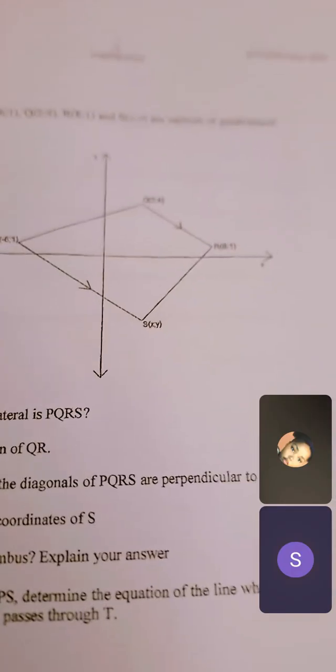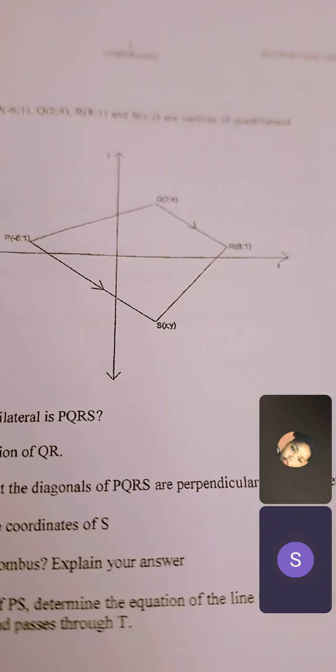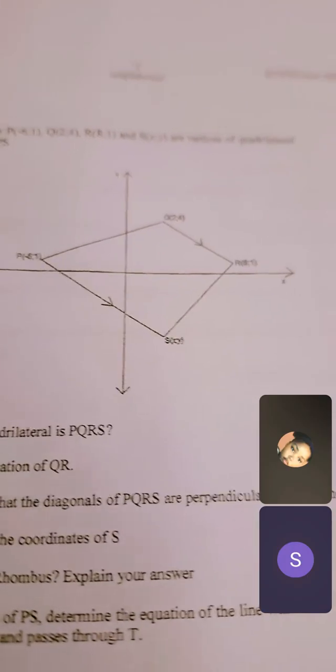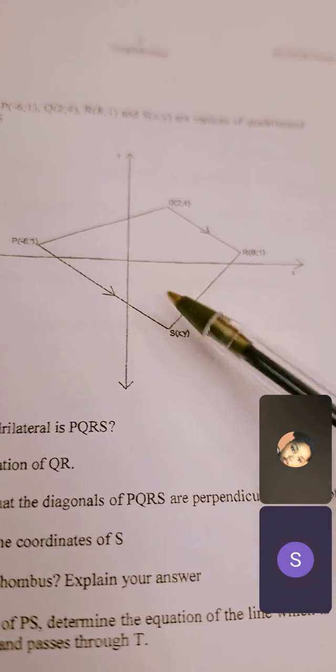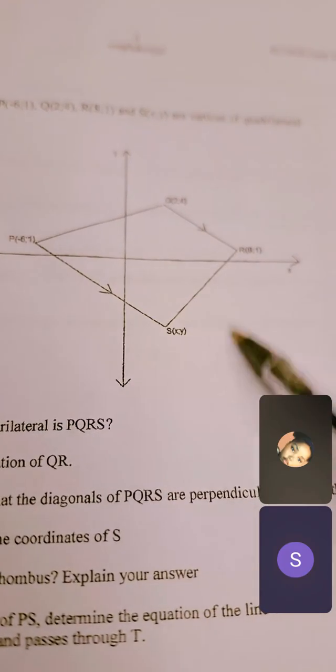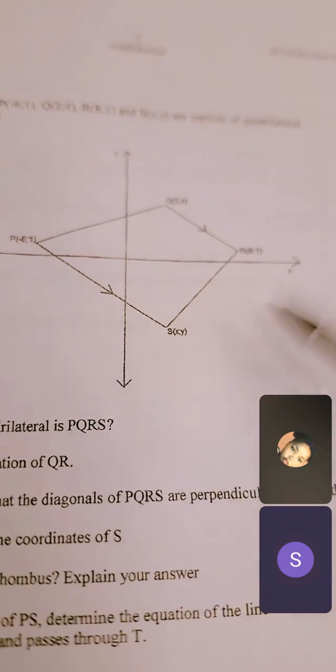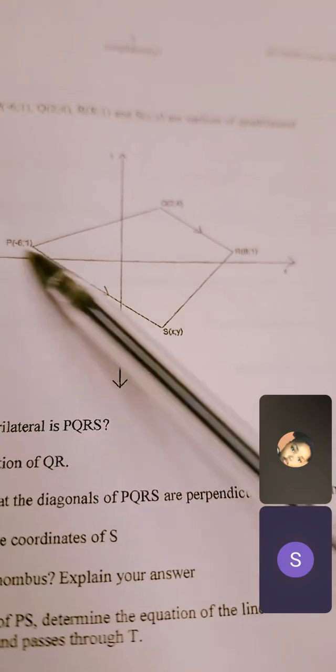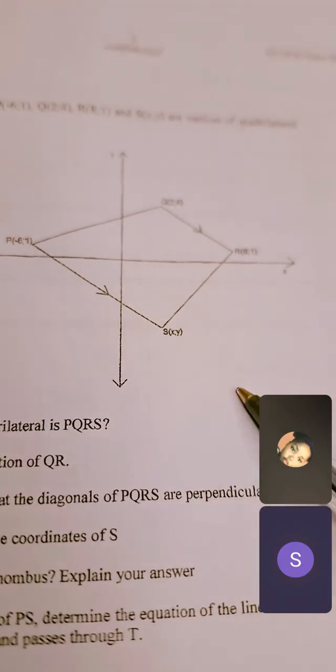Gradients are equal. They will share the same gradient, so the gradients will also be equal. Okay. So that means we can actually formulate another equation in terms of x for this particular line.